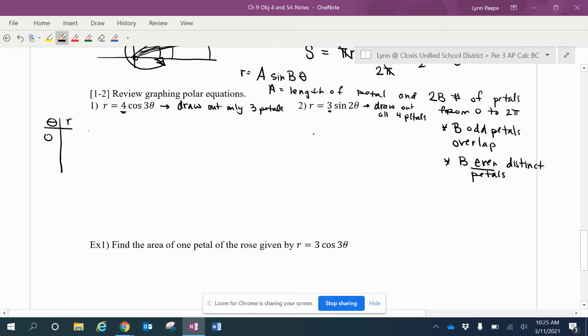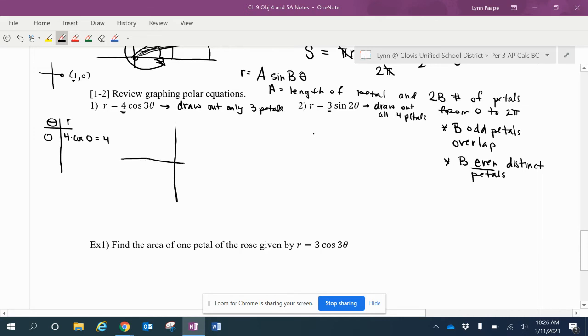So I'm going to replace theta with 0. So I would have 4 times cosine of 3 times 0. So 4 times cosine of 0. And then also as a little reminder, at 0, this ordered pair is (1, 0), and cosine is the x value. So then that would be 4 times 1, so that would be 4.